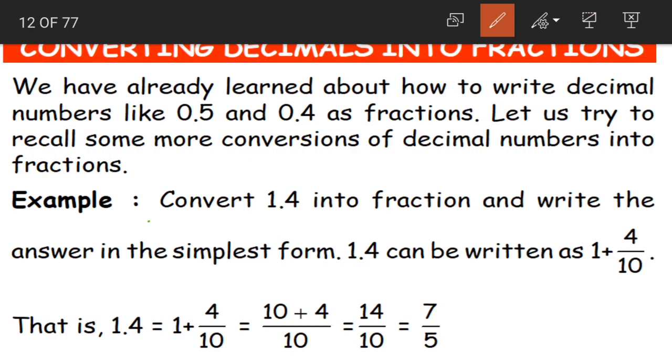Now that was the basic conversion. Now what do we have? Convert 1.4 into a fraction and write the answer in the simplest form. Now what are they saying? We have the decimal number 1.4 here. Now if you remember the place values of decimal numbers, children, the 1 here is in the ones place, we know that. Now what about the decimal part? 4 is in the 1/10 place.